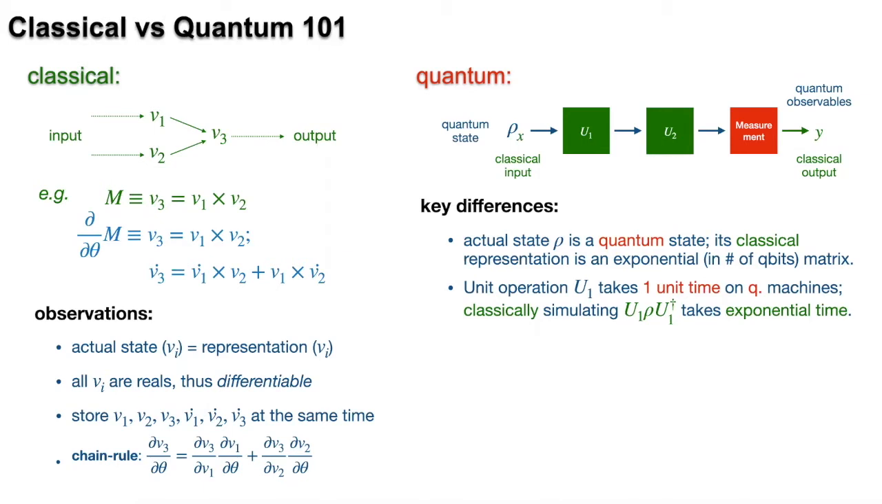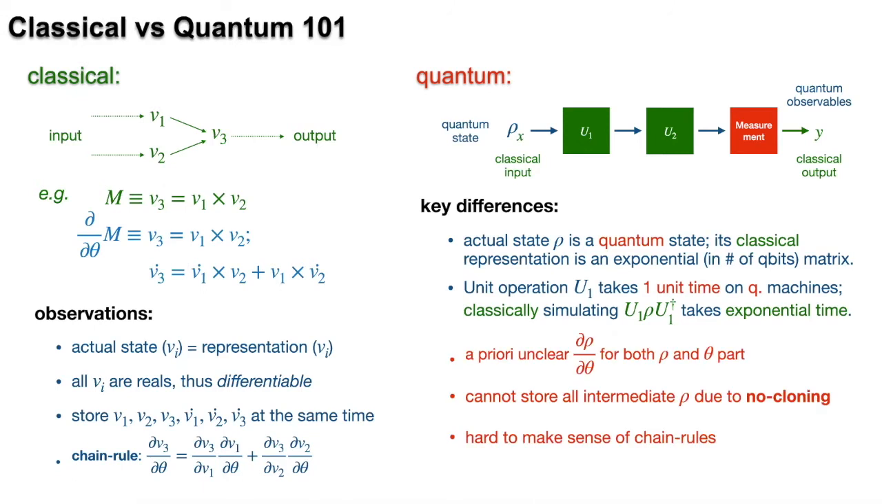The key difference here is that in quantum computation, the actual state of the computation is a quantum state. Its classical representation is something we know, but it could also be an exponential size matrix. If you consider a unit operation on the quantum state, assume it takes unit time on quantum machines, classically simulating that based on the classical representation amounts to computing U1 rho U1 dagger, which could take exponential time because it involves exponential size matrix multiplication.